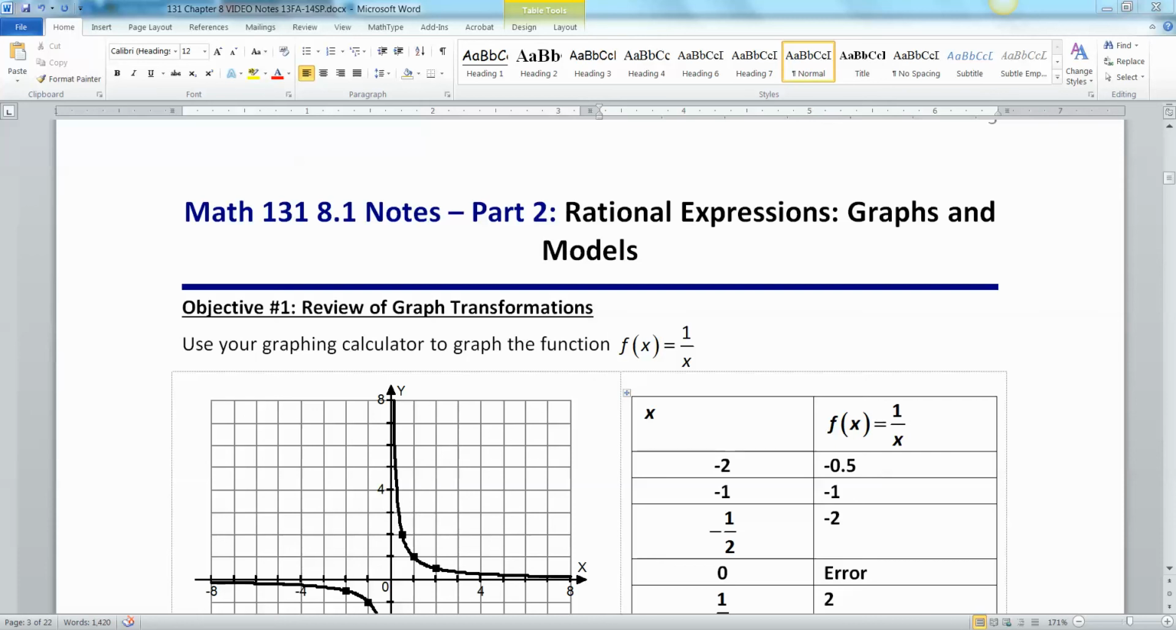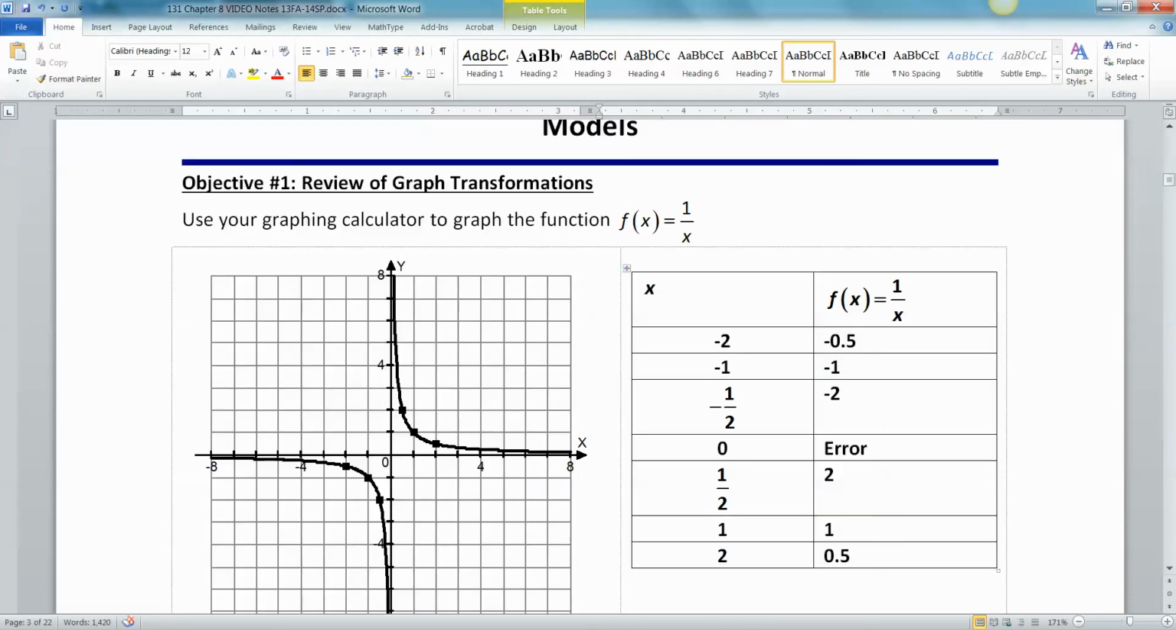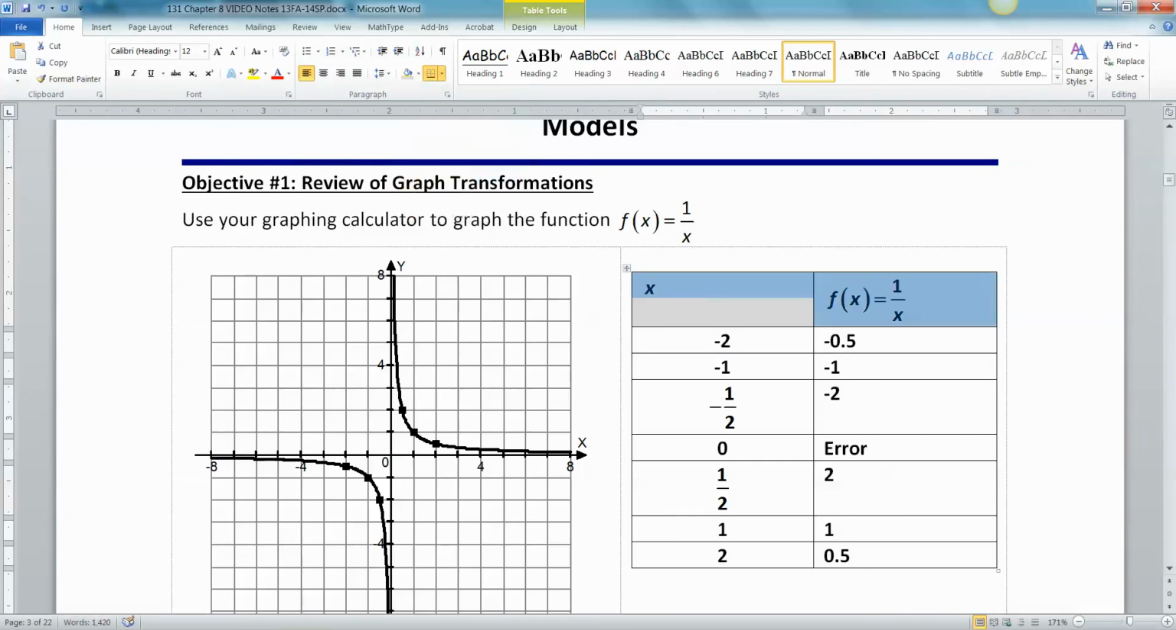So in this section we're going to be looking at the models and graphs for rational expressions. So let's start off with the basic form of a rational expression, 1 over x. What does that look like when we graph it? You can see I've got a bunch of values in here that you might have noticed, but I can show you where they all came from using the calculator.